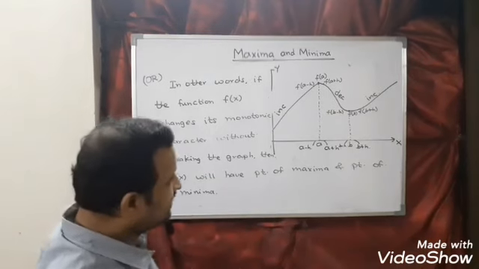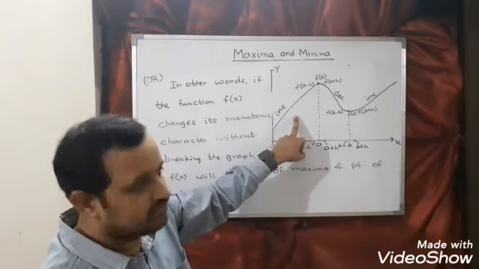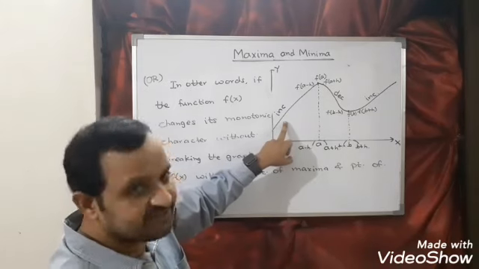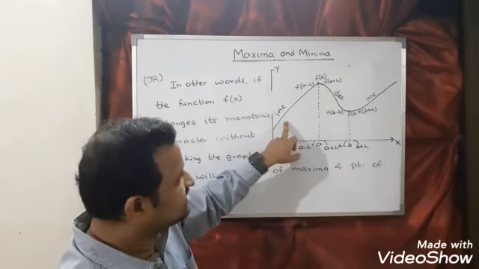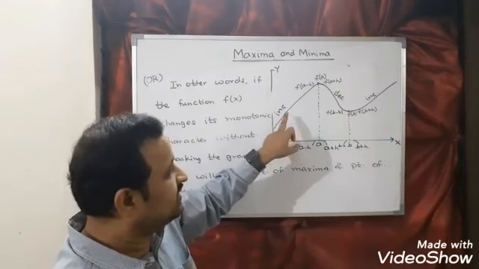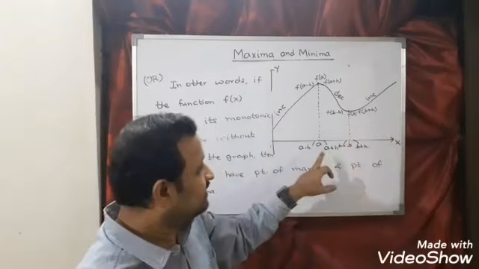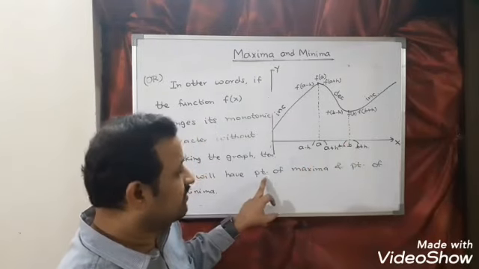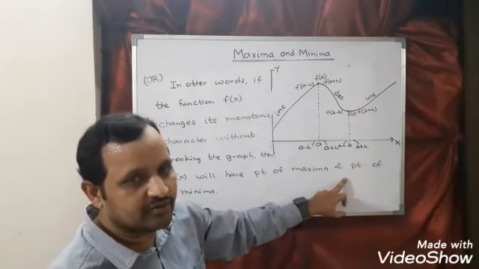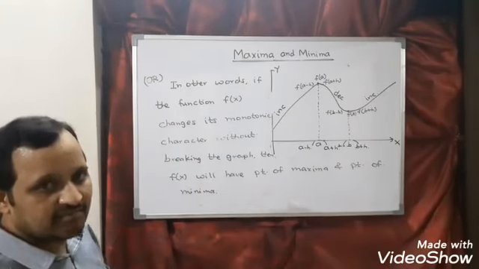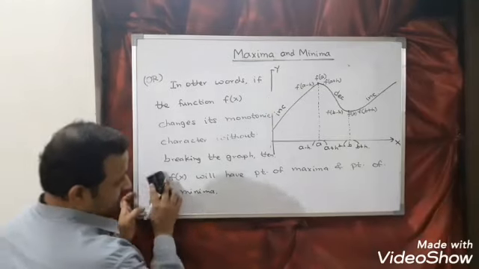So what I am saying here is monotonic character. Monotonic means increasing and decreasing character. If any function changes its monotonic character either from increasing to decreasing or from decreasing to increasing, then the function will have either a point of maxima or a point of minima. So this way also we can see maxima and minima.